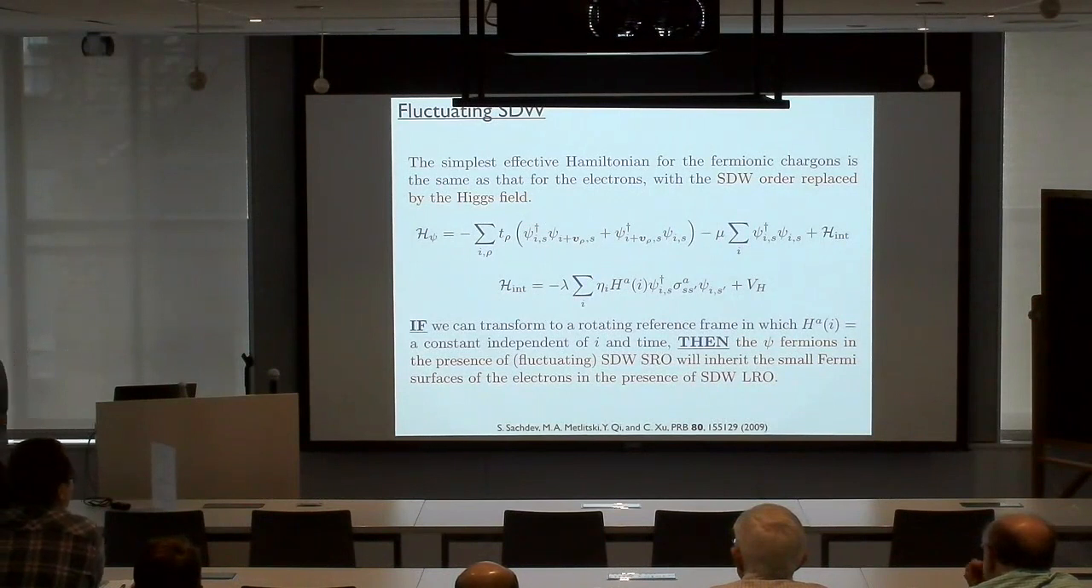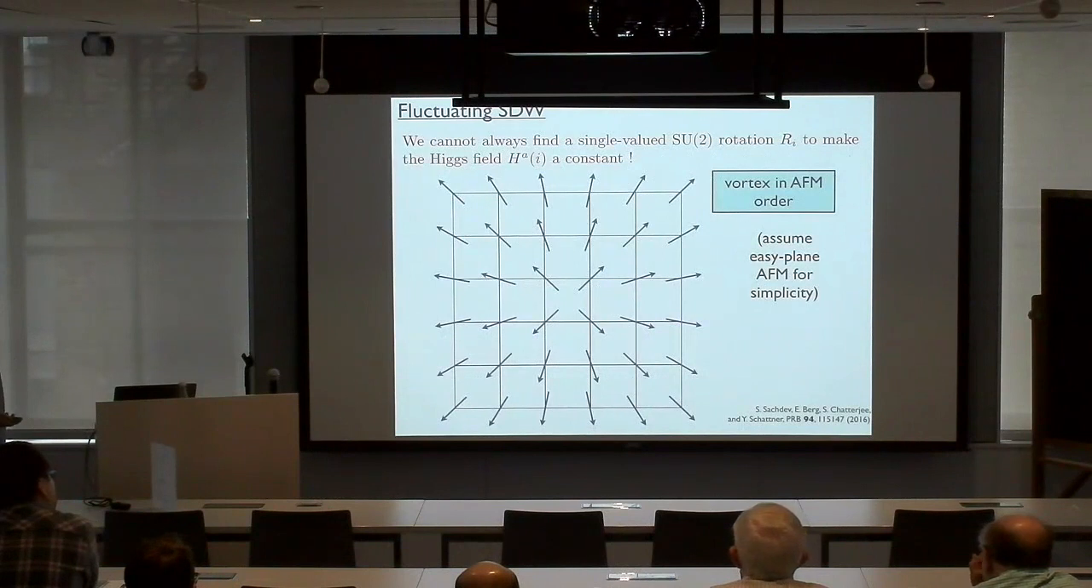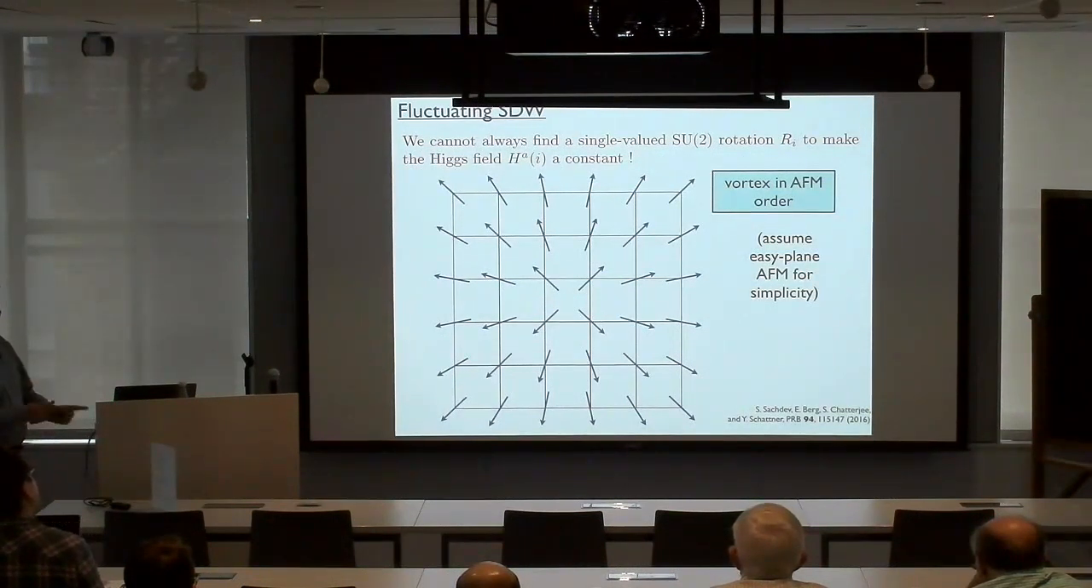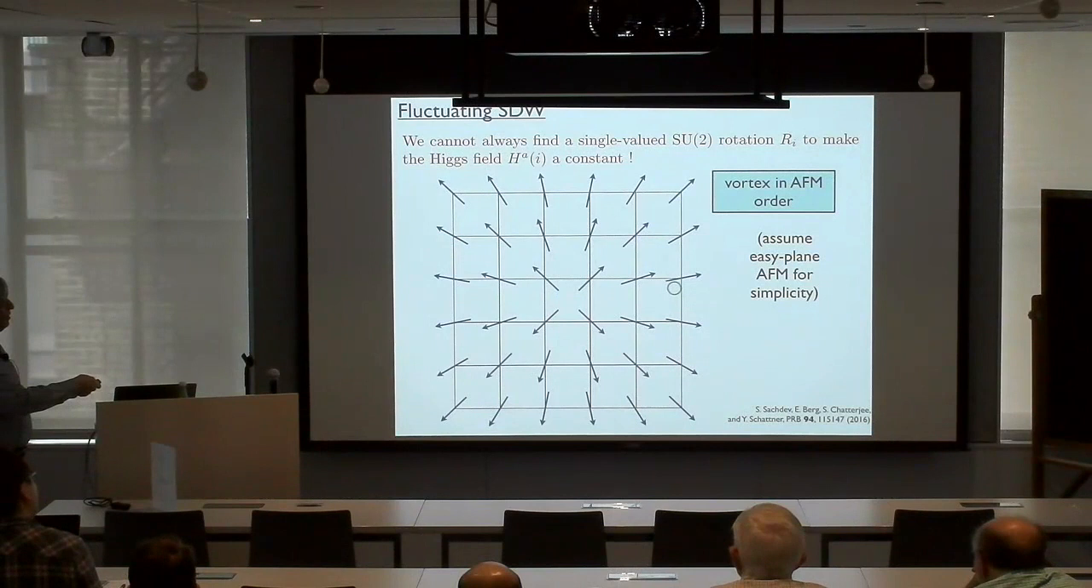So why can't I do this? Well, of course, no surprise. The reason you can't do this are the defects. So suppose you give me, let's now imagine, for simplicity, that the spins all lie in a plane. And I told you they're just fluctuating in orientation. Well, they're fluctuating in orientation, but locally large. But it just so happens that there's this vortex-like configuration sitting here.